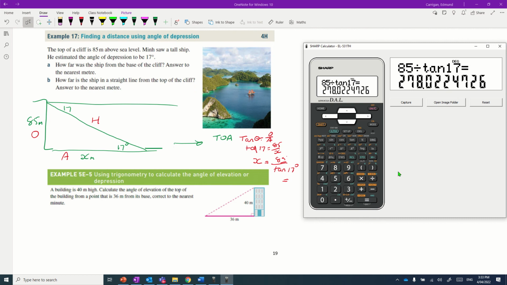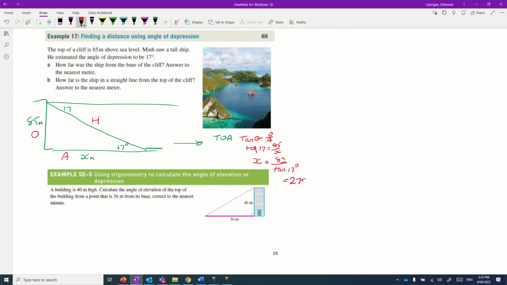278. So it is 278. We have to do it to the nearest meter, 278 meters. Now, second one, part B, is asking us how far is the ship in a straight line from the top of the cliff. Answer to the nearest meter.